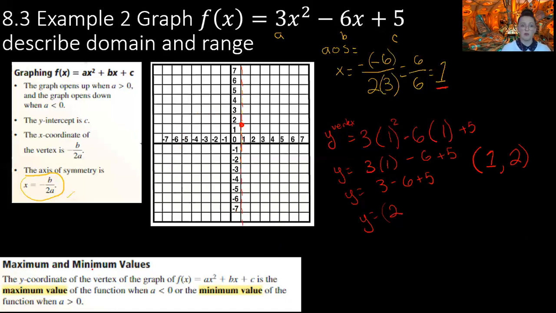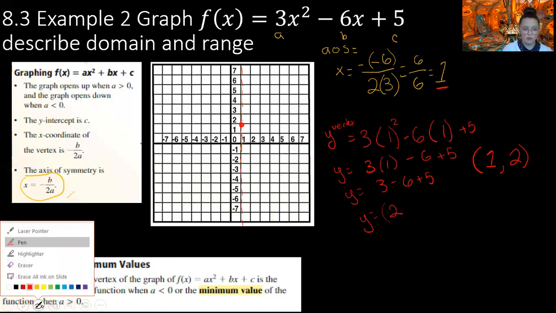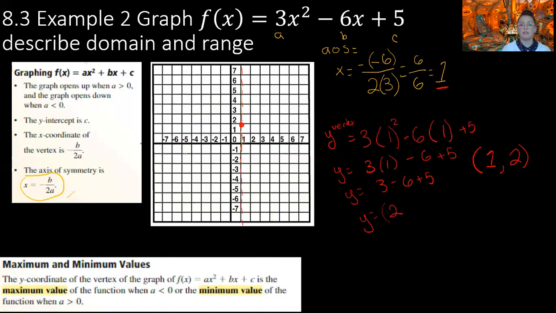Next thing we're going to do is grab our y-intercept. If we look over here at our little chart, our y-intercept is our c value. So that's this guy up here, this 5. So we just get to go straight up our axis: 1, 2, 3, 4, 5. Up here at 5.